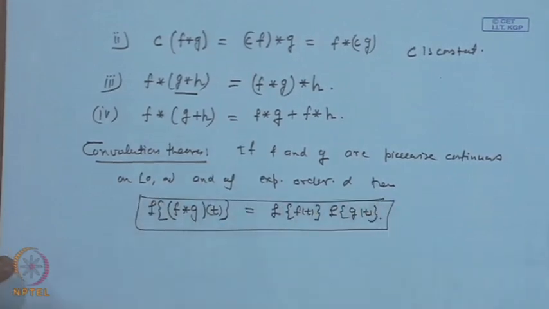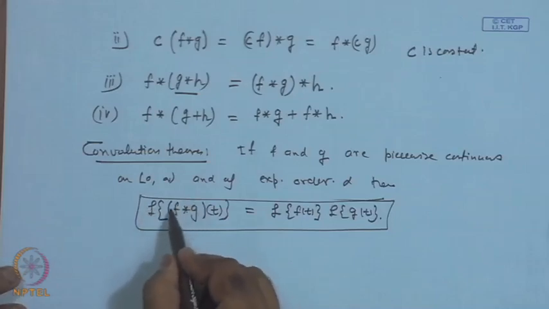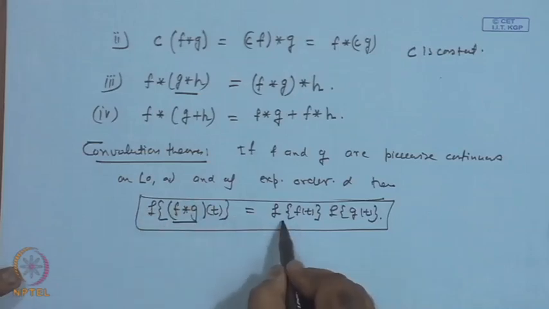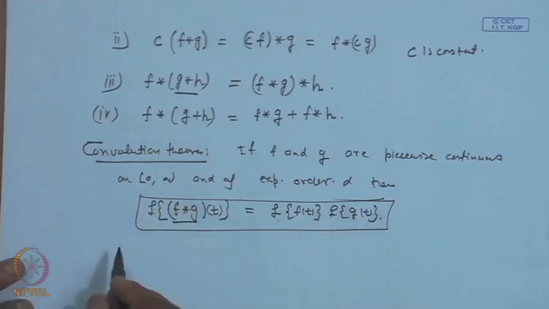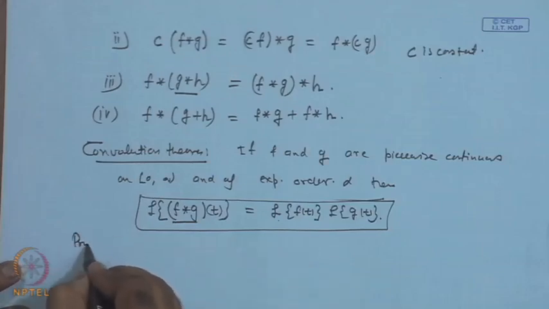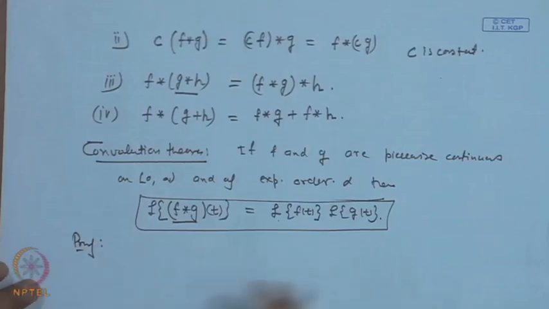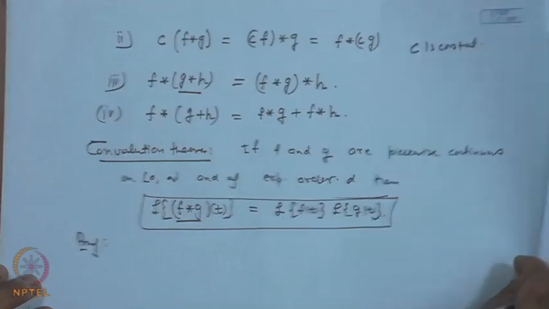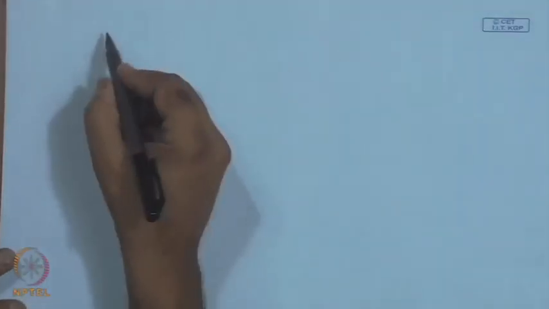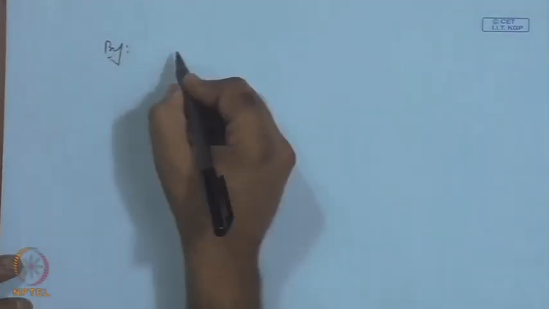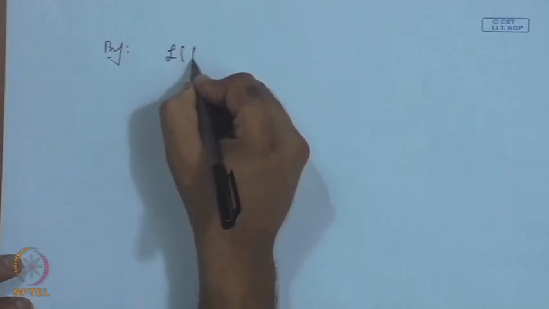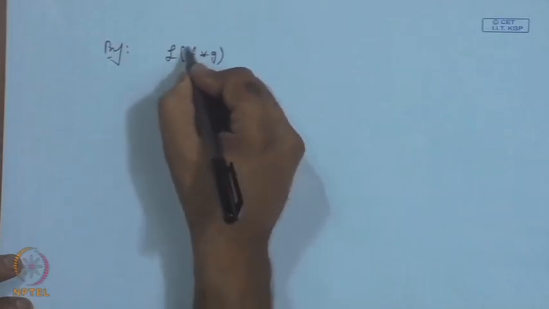So, a very important theorem: the Laplace of the convolution is just the Laplace of f multiplied by the Laplace of g. So, we take this proof now, go for the proof, and we take the Laplace of f convolution g.